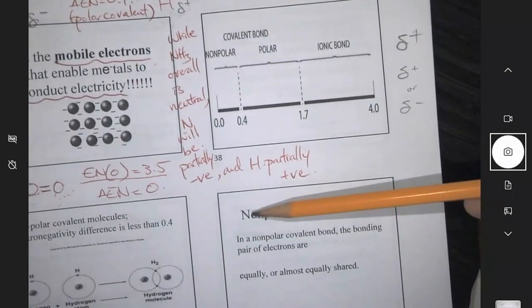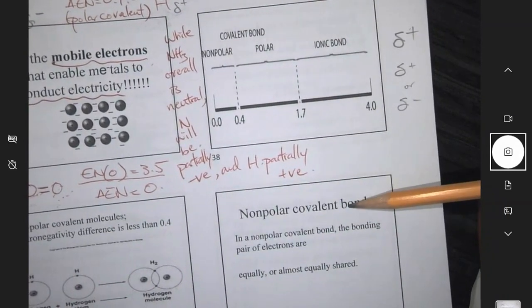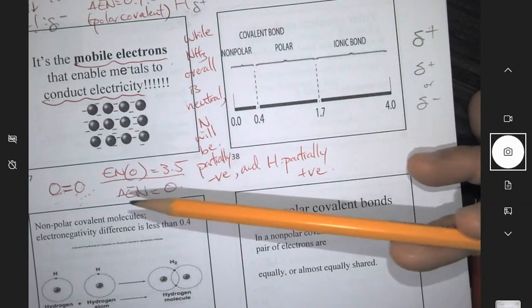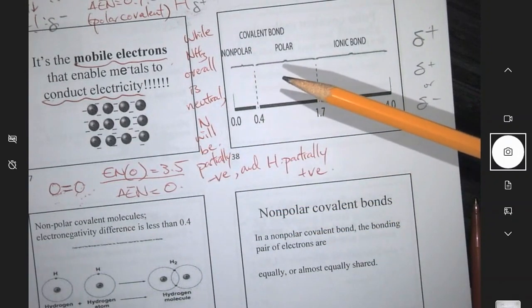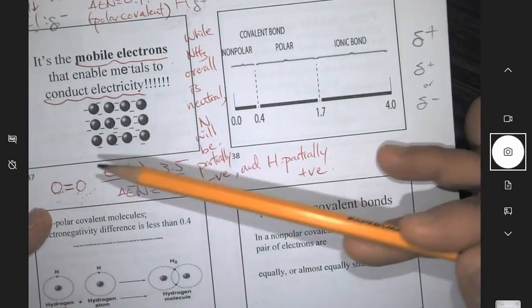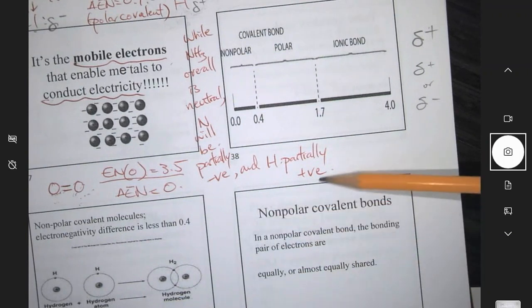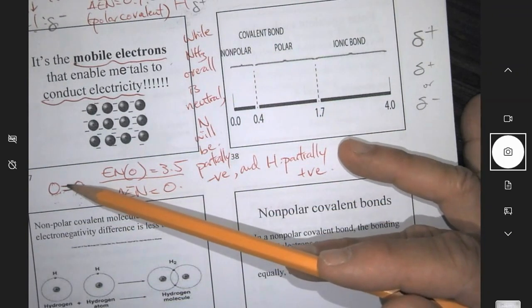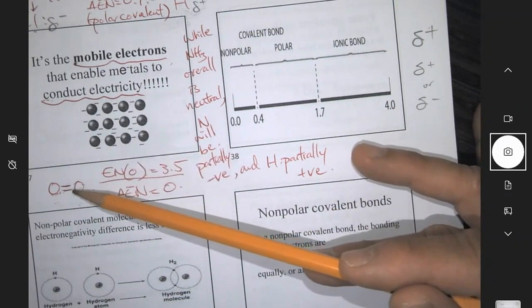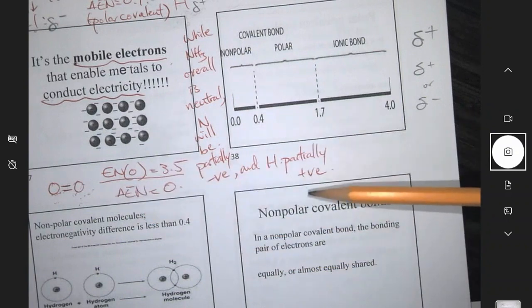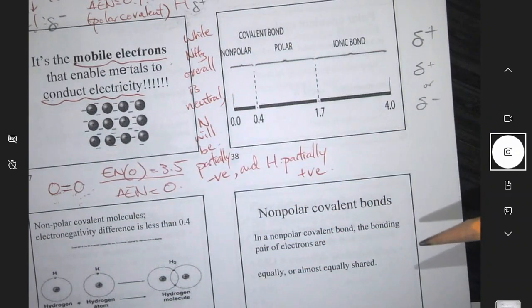Now, in a situation where you have a non-polar covalent bond, you won't have these partially negative, partially positive parts, because the electrons are perfectly in the middle or just slightly off. It's not quite enough to have a partially positive, partially negative side. So this one won't have that situation. Any questions so far?